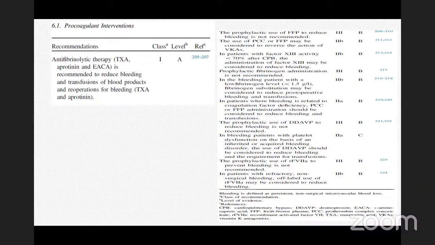The prophylactic use of recombinant factor 7 to prevent bleeding is not recommended. This is class 3, level B. In patients with refractory non-surgical bleeding, off-label use of recombinant factor 7 may be considered to reduce bleeding. This is class 2B, level B.